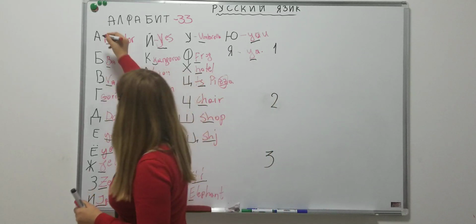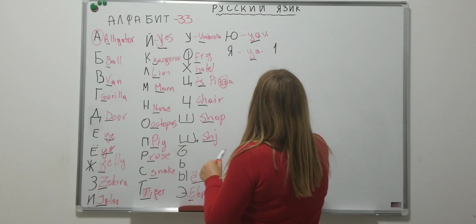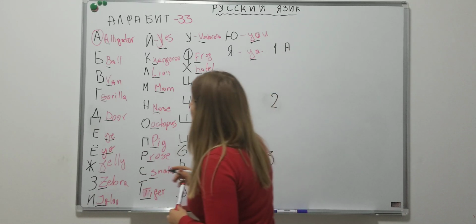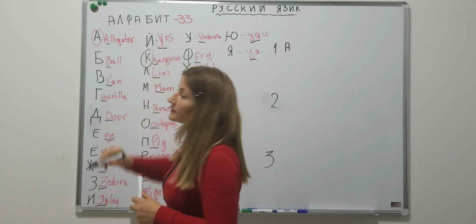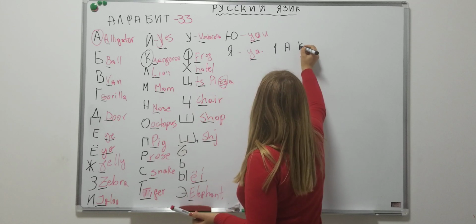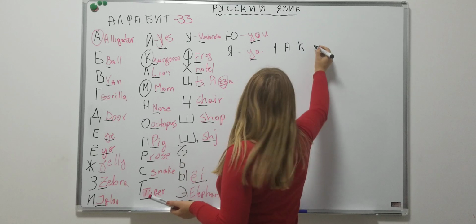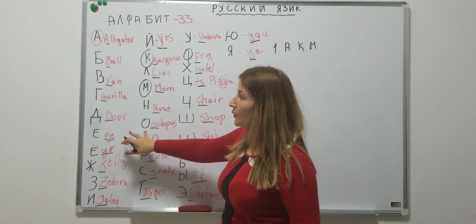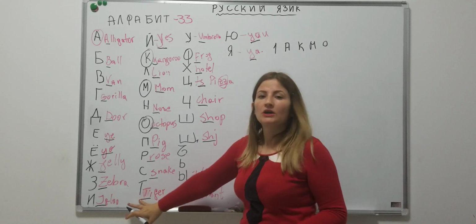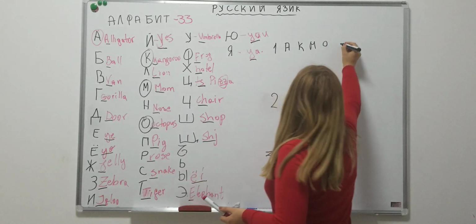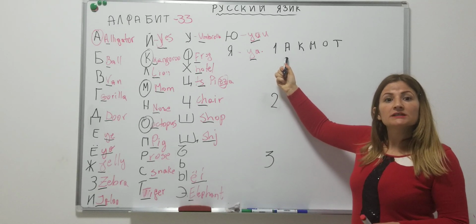First one was A, right? Remember? We read it A. The second one is K. It has the same sound as in English. M. It has the same sound. O. And the last one? T. So these letters have the same sound as in English.